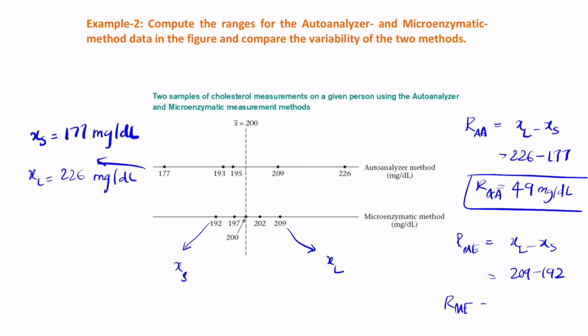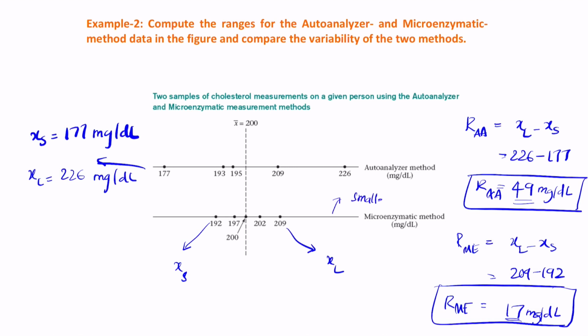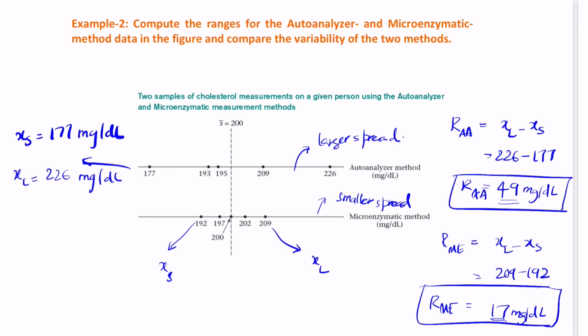So microenzymatic is 209 minus 192. That gives you a value of 17 milligrams per deciliter. Notice that between the first value and the last value there is a 49 unit difference, and between the first value and the last value in the second method there is a 17 unit difference, which means this second one has a smaller spread, and the first one has a larger spread. So remember that we are only talking about the spread of data here, so we do not have any other thing to mention by using range.